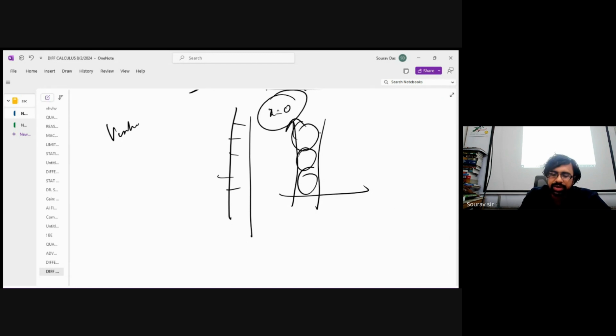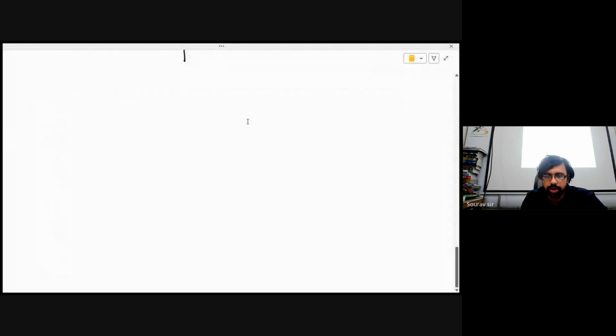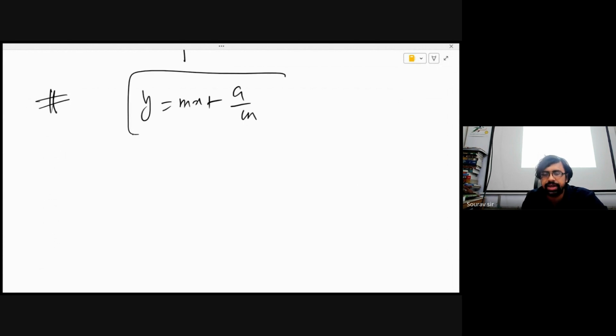Next. वैसे ये envelope का calculation कैसा रहता है? Envelope calculations are very easy. So let me just give you an example. I marked some of the things in my notes here. First of all, y equal to mx plus a by m. This is an exam question, 1994 ISI. ठीक है? So just find the envelope of these straight lines.